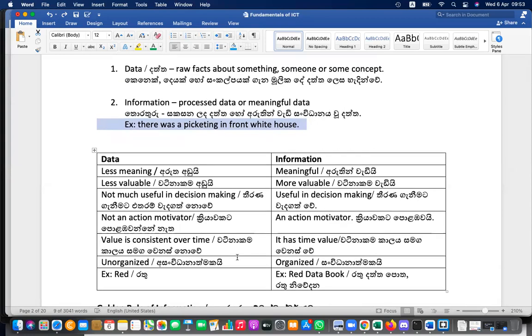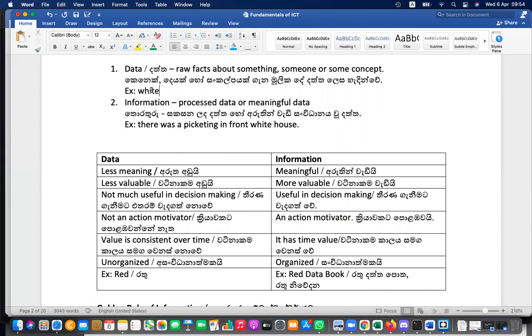On the other hand, data is basically raw facts about something, someone, or some concept. Example, white. What is white? White means a color. Yes, you can think it's a color. Okay, I'm telling White House. White House is a building, not a color. Then I'm telling Duncan White. Duncan White is the person who won a medal in the Olympics, from Sri Lanka. So that is a person.